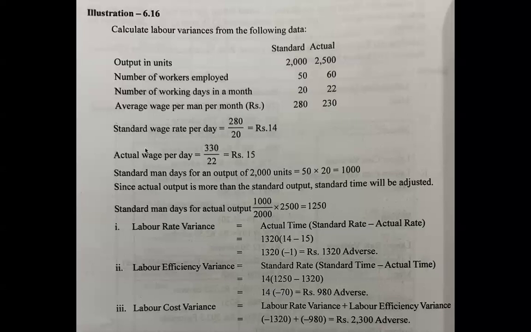Actually, the wage is 230 in total, and you have made the workers work for 22 days in a month. So per day, how much is it costing? 230 by 22 is equal to 15. So you can go on like this.